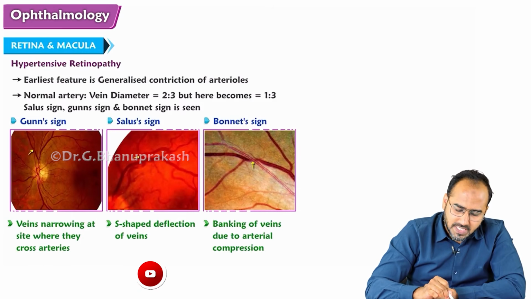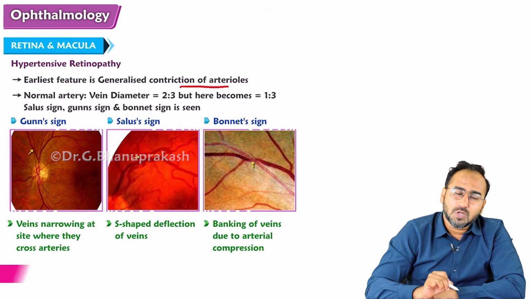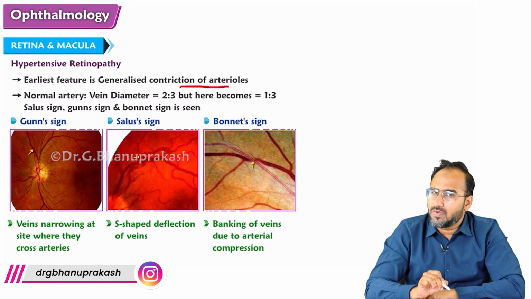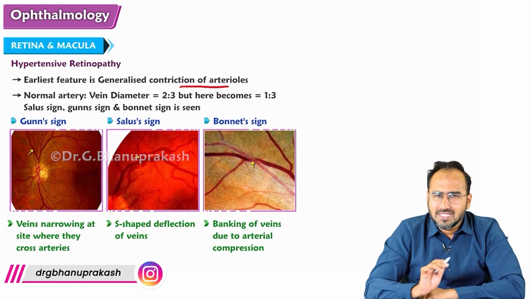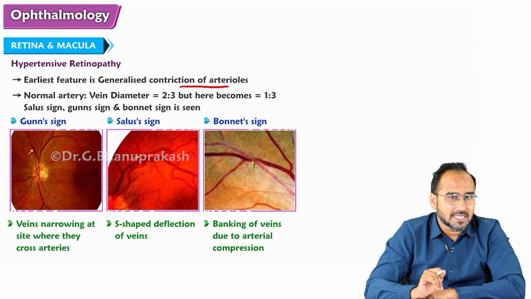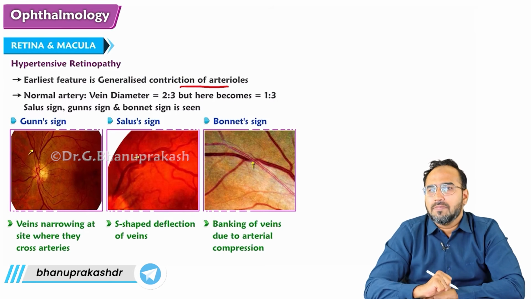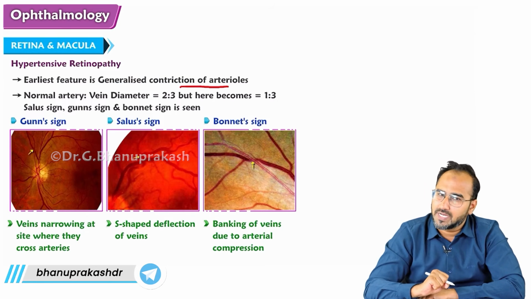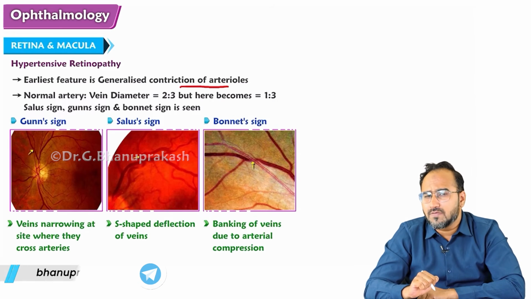The earliest feature is constriction of the arteries or the arterioles. When you compare the normal artery to vein diameter, it is 2:3. Where the arterial diameter is 2, the vein diameter will be 3. But in hypertensive retinopathy, this ratio changes to 1:3. The arterial diameter constricts very much, and the ratio becomes 1:3. So in hypertensive retinopathy, what will you see?